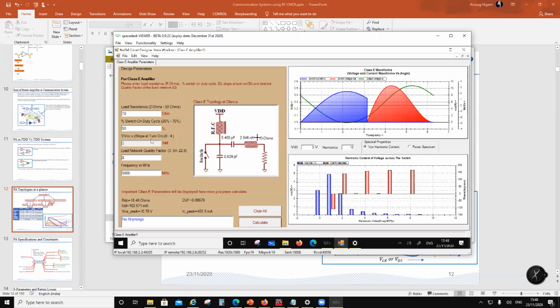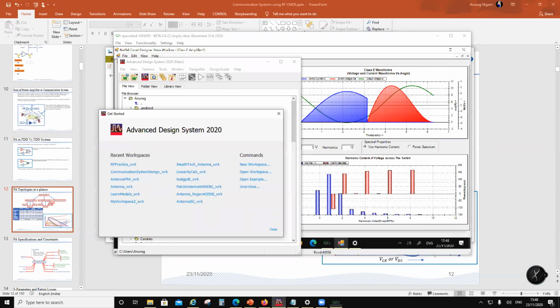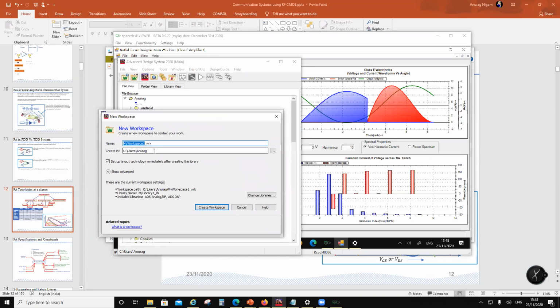Now the question is, how is it going to look in ADS? So let's put together a simulation for class E. Now, there was a question on inverse class E. It's just that the voltages and currents are swapped. I am not thinking of giving you this software, but let me see. Now let's first validate this.